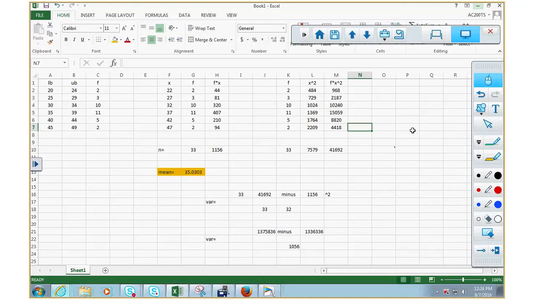After that, square, is it 4,692 minus 1156 squared? No, 33. You got to multiply 41,659 times what? Bottom n, and then you minus. And that gives you that problem. That gives you 137,536. And then 32 times 33 gives you 1056. Oh, see, I need 10 minus 1. Yes. Okay.